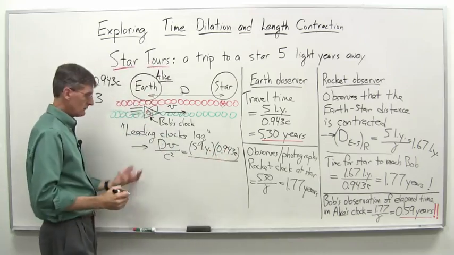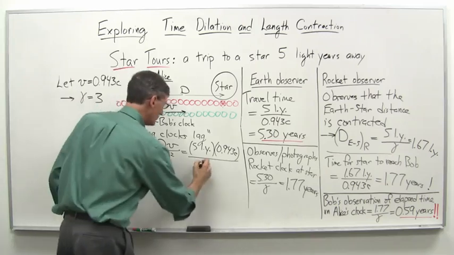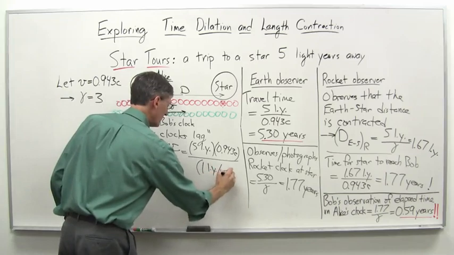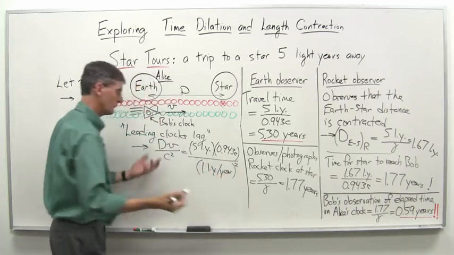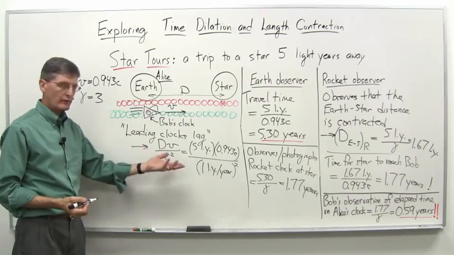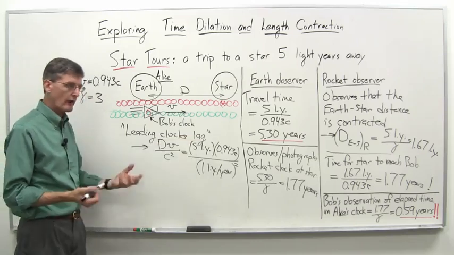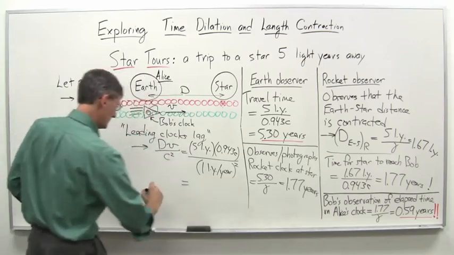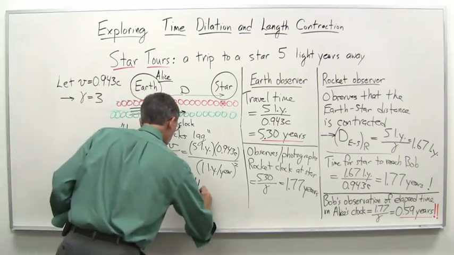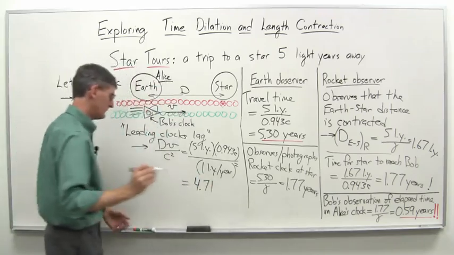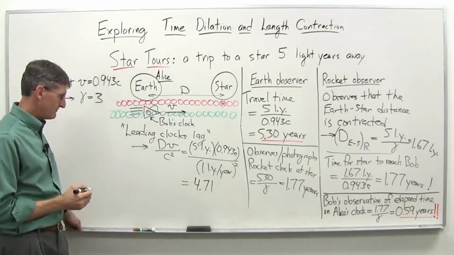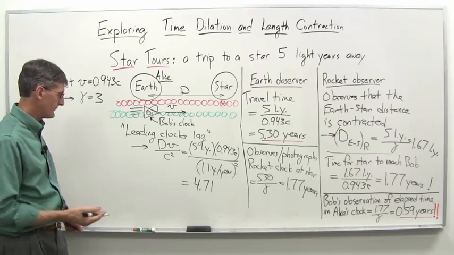C squared, we're using light years, so c is just 1 light year per year, squared, just 1 squared. Do the math on what you get here. You get 5 times 0.943. You get this, right? 4.71. Again, I just semi-memorized that. 4.71 years.